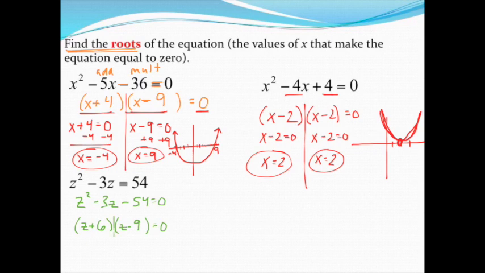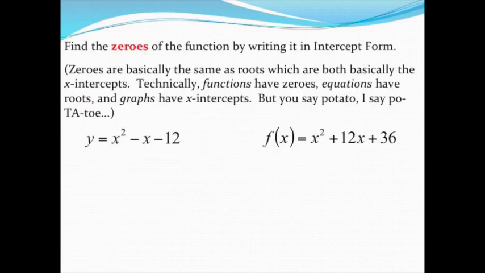I want to go one step further. Since I know two things are being multiplied together to equal 0, one of those two things must be 0 themselves. So either z plus 6 is 0, or z minus 9 is 0, and solving each of those gets me my two solutions. One solution is negative 6, and if I graphed the parabola, I would see that that was also the x-intercept. If I add 9 to both sides, another solution is z equals positive 9.